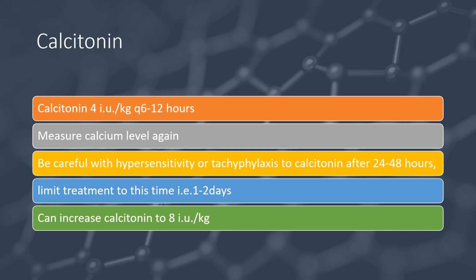And we have to measure that or look out for that all between 24 to 48 hours. So, because we don't want tachyphylaxis or any trouble with calcitonin, we can limit the treatment to only 24 to 48 hours. However, we can increase calcitonin to 8 international units per kilogram. For more information on calcitonin, you can check my channel for that.